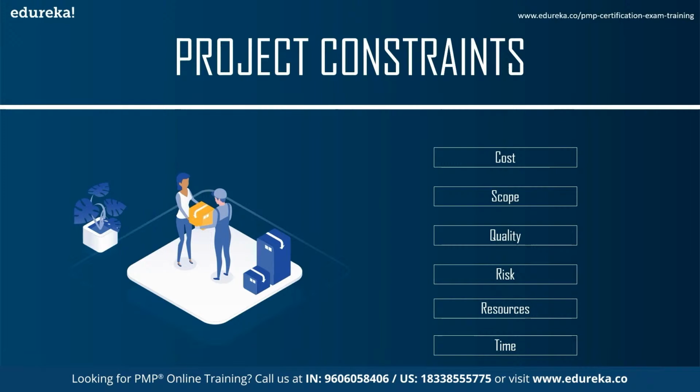The third constraint is quality. Quality is a combination of the standards and criteria to which the project's products must be delivered for them to perform effectively.